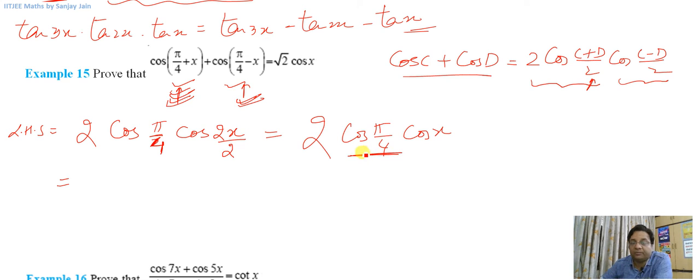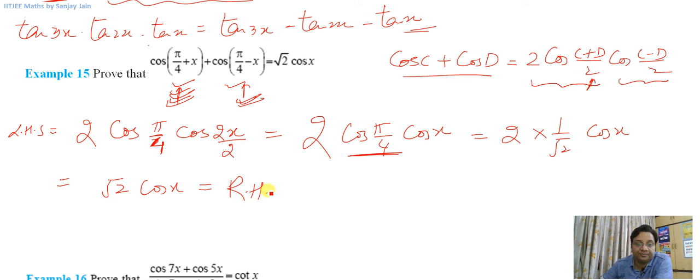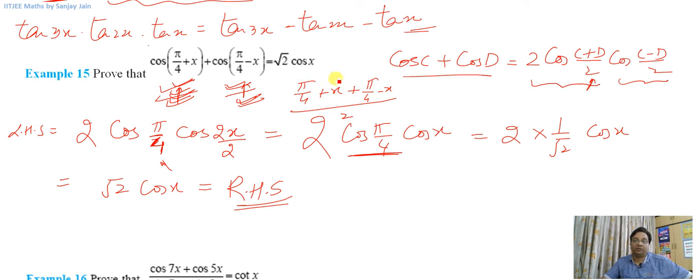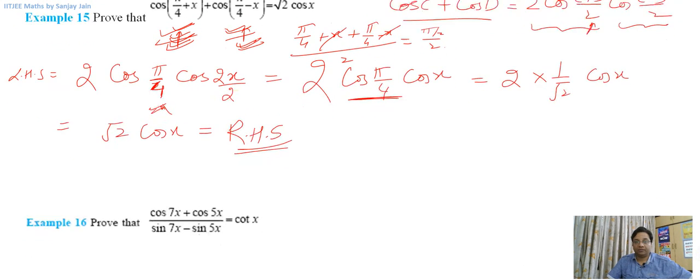Now what is cos pi by 4? It is 1 by root 2. So I can write it as 2 into 1 by root 2 into cos x, which is root 2 cos x, and which is my right hand side, right? So I was not very careful while doing this calculation. That is why this mistake. So you have to be very, very careful. What you can do is, you can write this complete step like this: pi by 4 plus x plus pi by 4 minus x, then divided by 2. Now you will not miss that. So this is pi by 2 divided by 2, so you'll get pi by 4 here. Alright, let's move to the next one.